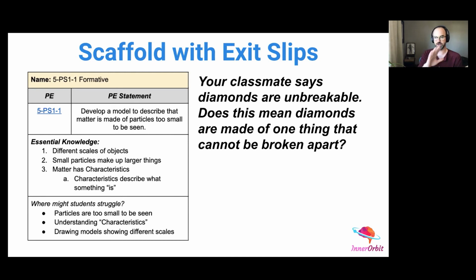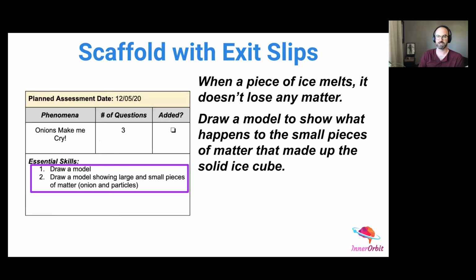So after they draw their initial diagrams, they've gone through a little bit of this. This would be a good exit slip to talk about. There are small things inside this, but diamonds can't be broken. I know that diamonds can be broken by other diamonds, but just for the point of talking about it, it might be interesting. So when a piece of ice melts, it doesn't lose any matter.